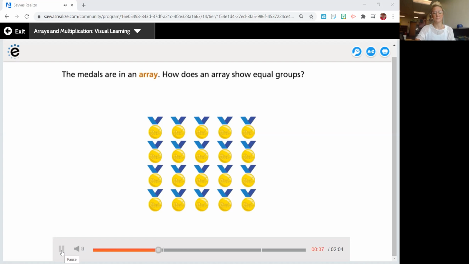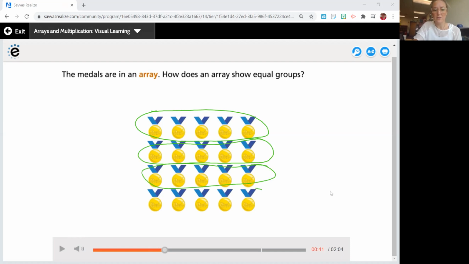How does an array show equal groups? To show how an array shows equal groups, we're going to circle the rows. So you can see that there are 4 equal groups. So let's circle row number 1. Remember, rows go horizontally. Here are 4 groups.